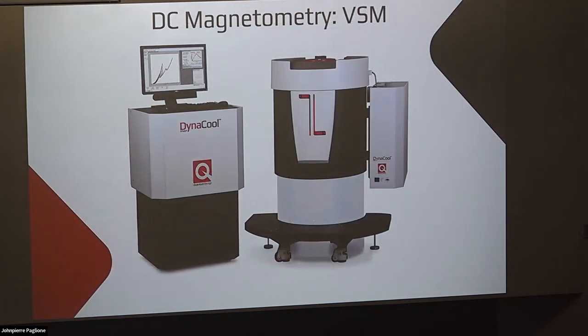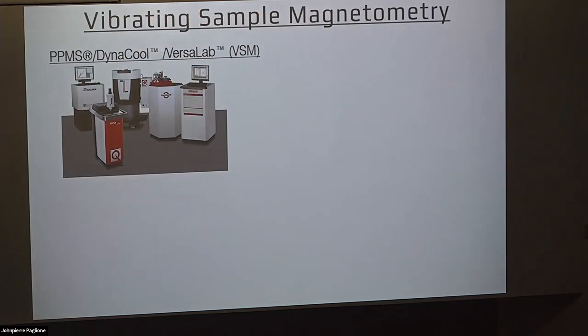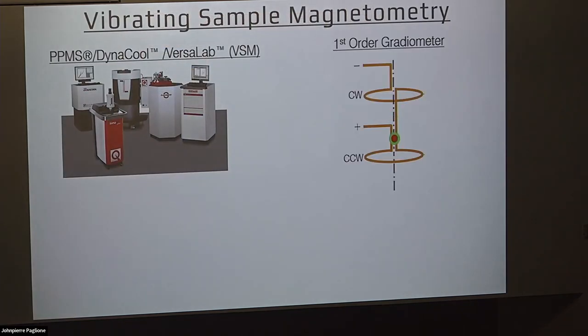All right, let's go on to the Dynacool, or any PPMS to be honest with you, but the Dynacool is sort of our flagship PPMS now, and the VSM option. How does that differ from what I just talked about with the MPMS-3? Here we've got a first order gradiometer, and it's made of just copper wire. Counterclockwise windings up here, as many counterclockwise down here, clockwise up here, as many windings in each, so the total number of windings is 0, and we vibrate the sample in the middle.